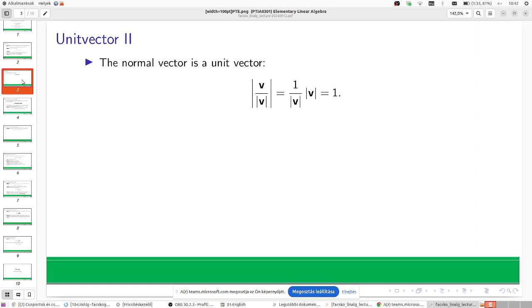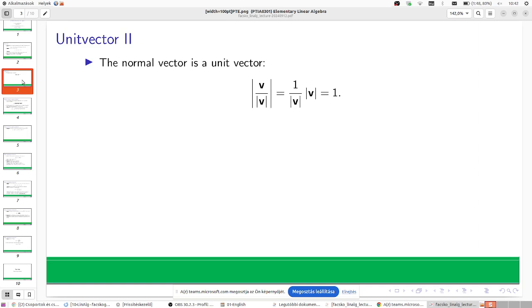You have a v vector. This is the length of the vector. So if you have this, you divide by the length of the vector, you will have a vector which has a unit length and the direction is the same.